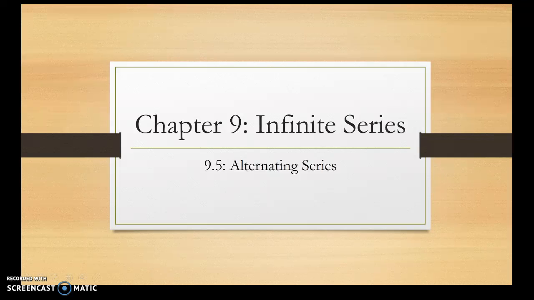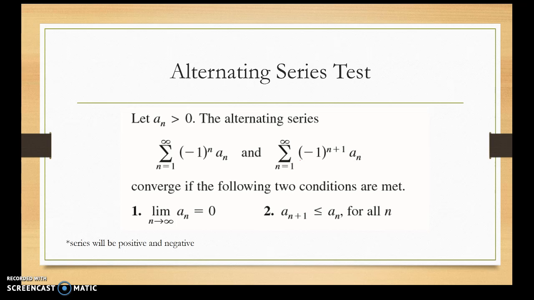9.5, the alternating series test. So let our sequence be positive. The alternating series is defined as follows. This (-1)^n and (-1)^(n+1) is what's going to make the terms alternate in sign. So this is a test for convergence.